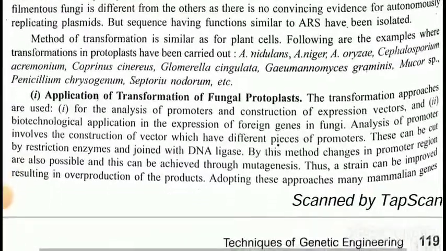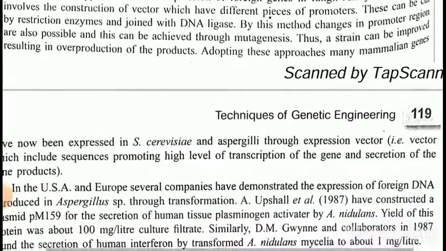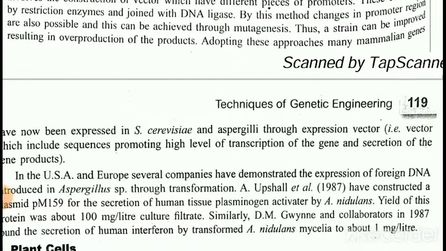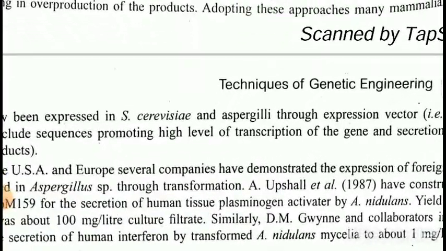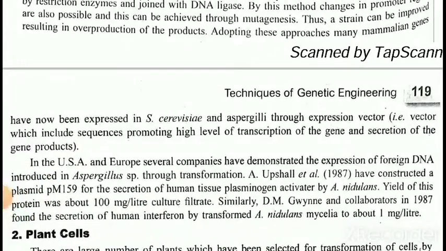Application of transformation of fungal protoplasts. The transformation approaches are used: 1. For the analysis of promoters and construction of expression vectors, and 2. For biotechnological application in the expression of foreign genes in fungi. Analysis of promoters involves the construction of vectors which have different pieces of promoters. These can be cut by restriction enzymes and joined with DNA ligase. By this method, changes in the promoter region are also possible, and this can be achieved through mutagenesis. Thus, a strain can be improved, resulting in overproduction of the products.